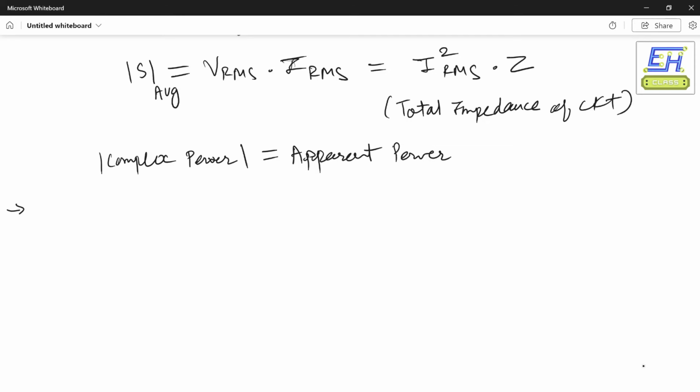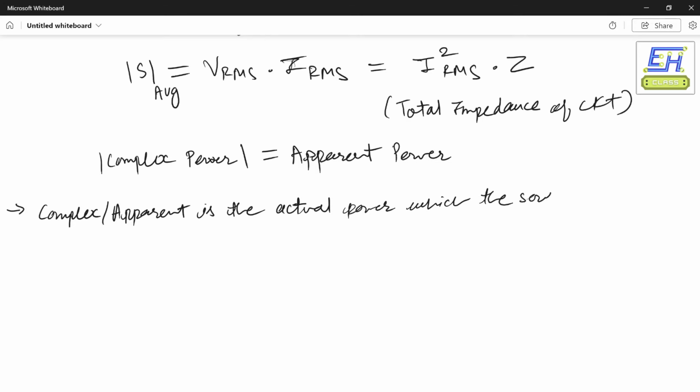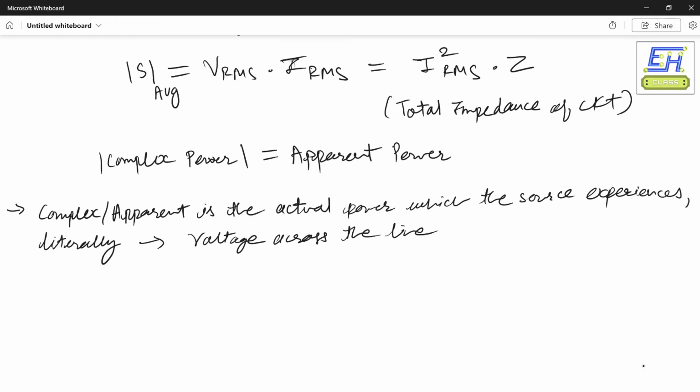Now complex power, you can say complex or apparent, is the actual power which the source experiences. And what I mean by this, literally what it means, is the voltage across the source, or across the line, and the current flowing through it, like the basic equation of power.